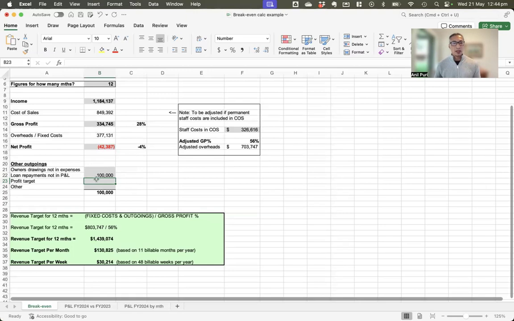So this calculation then allows you to enter in a profit target. Let's say this person's already paid themselves a salary and they want to make $150,000 profit. In addition to those $100,000 of loan repayments, they now need to be achieving a revenue target for 11 months of the year of 155,000 to achieve this profit target.